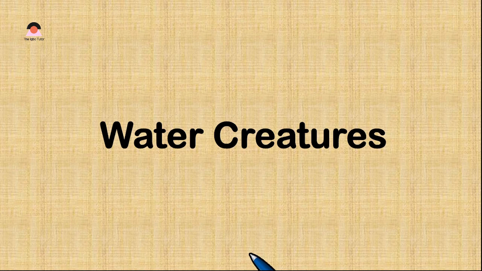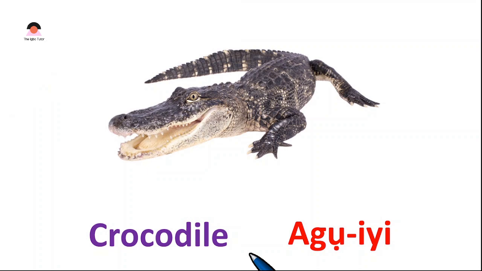Water creatures. We're moving to the end. What's the first thing we consider here? We consider crocodile. Crocodile is called agu iyi. Agu iyi. Crocodile. What's next?